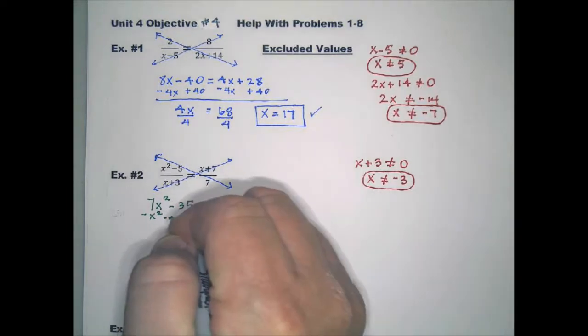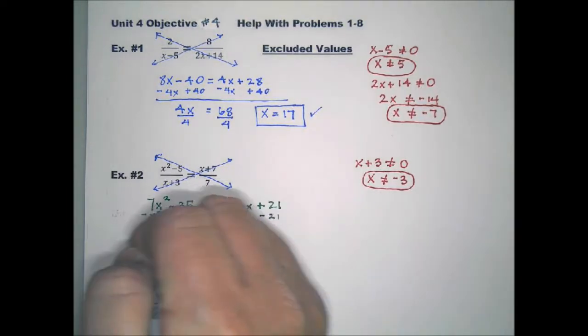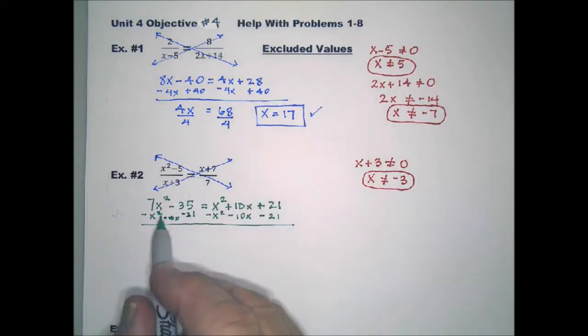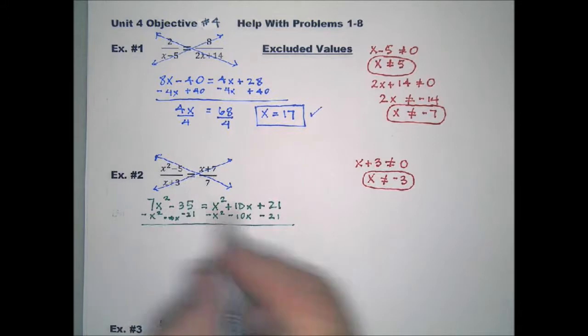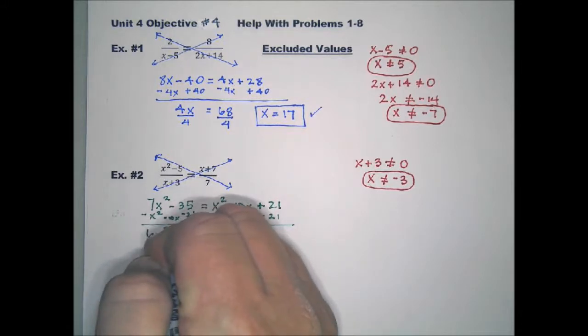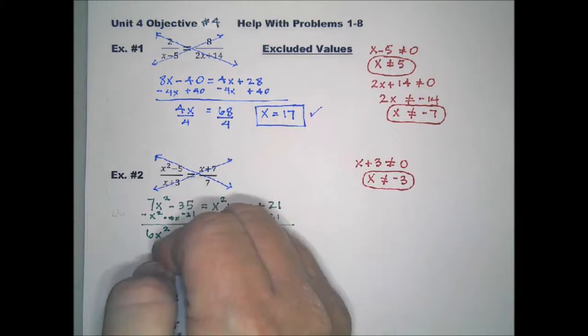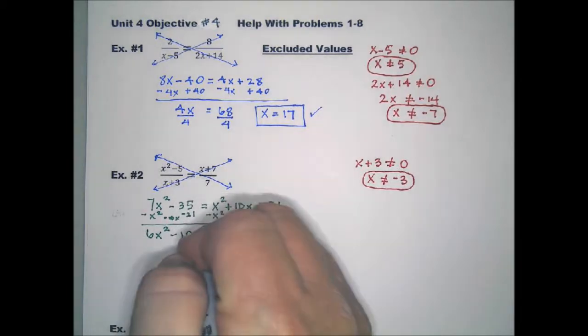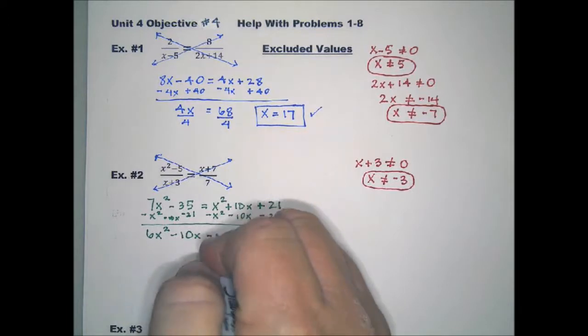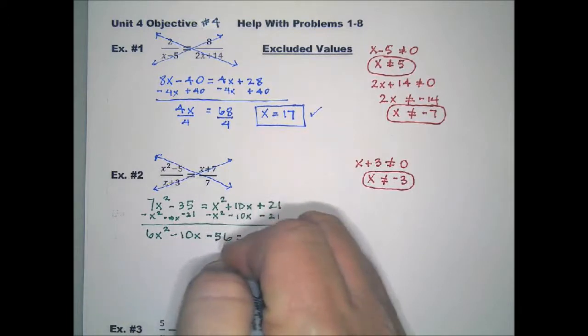I'm going to put that right under the minus 35. And now I have an equation that says 7x squared minus the x squared that I brought over is 6x squared. Here's my minus 10x that I'm going to put right here. And then minus 56 equals 0.